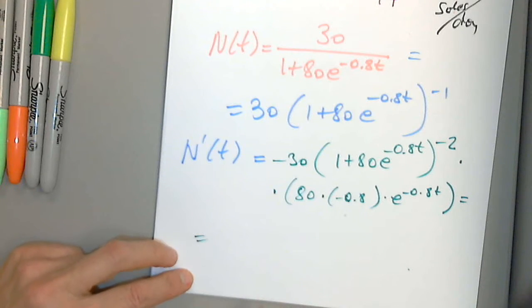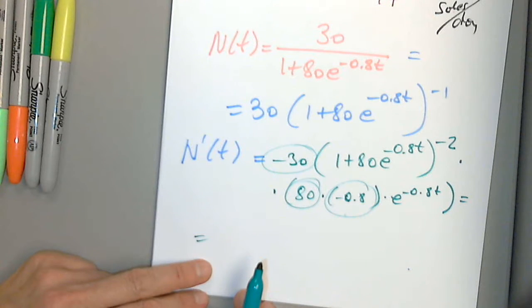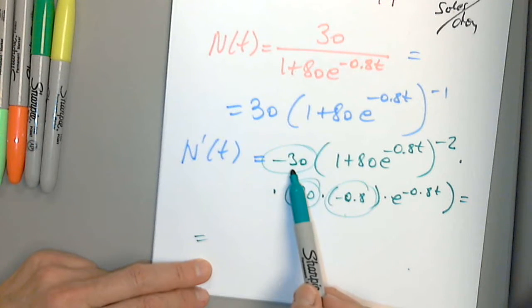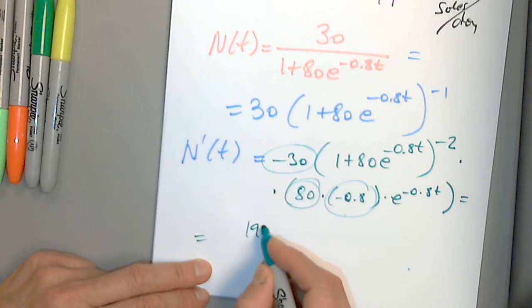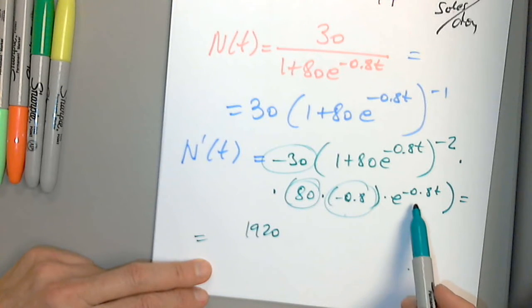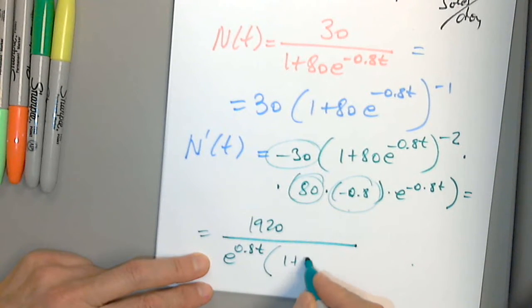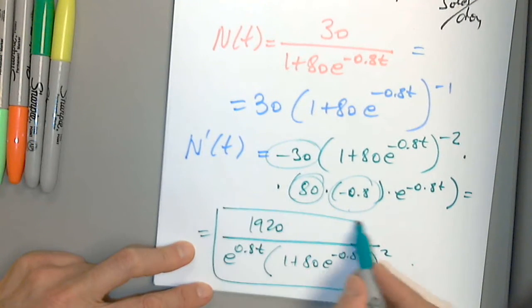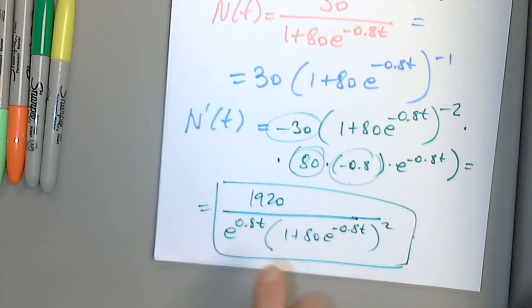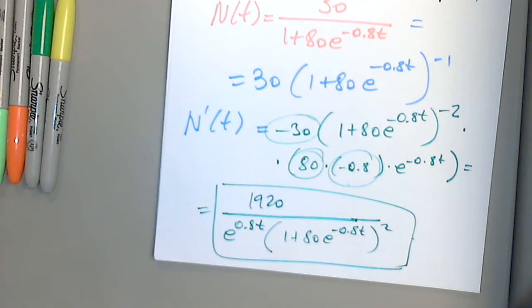Now I multiply this and this and this. 80 times negative 0.8 times negative 30 is 1920. So divided by e to 0.8 t and times 1 plus 80 e to negative 0.8 t to the second power. Isn't there still the e to the negative 0.8 t in the numerator? Oh no, because it's negative, so you have to move it down. Yes. Okay, that makes sense. Very good.